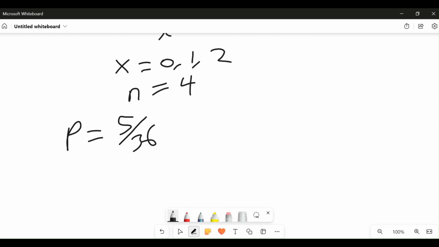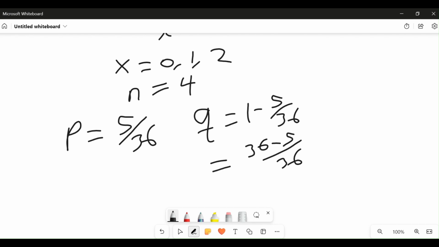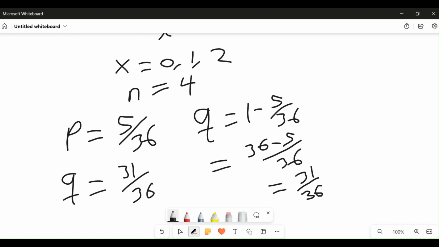While the probability of failure will be 1 minus 5 over 36, which is equal to 36 minus 5 over 36, therefore equal to 31 all over 36. So our q, the probability of failure, is 31 all over 36. Don't forget, you are asked to use the probability calculated in the first question to solve the second question. You already found the probability of success, which is 5 over 36.